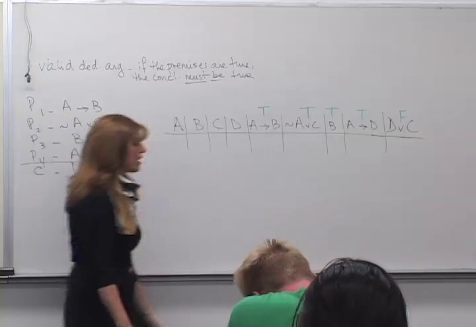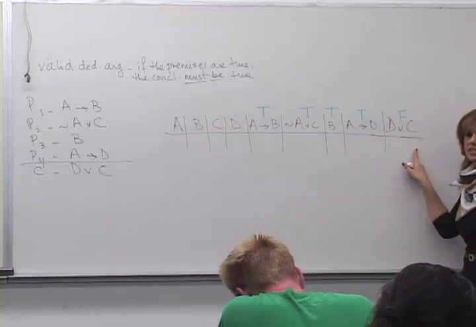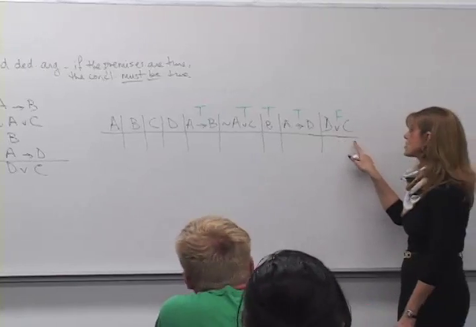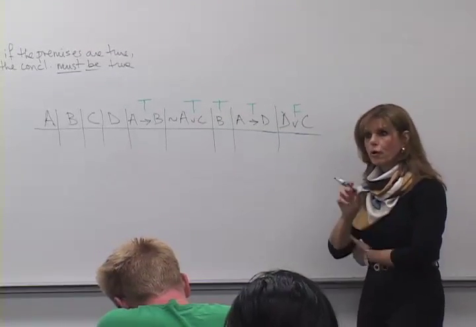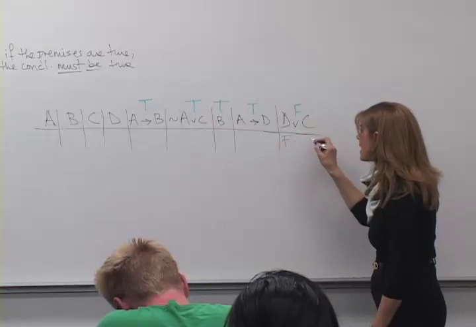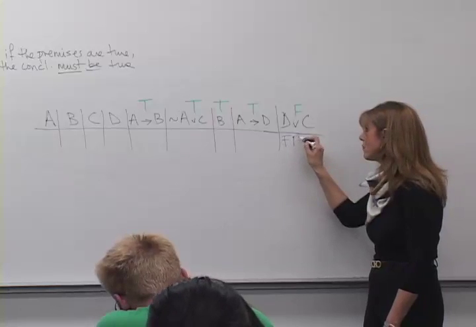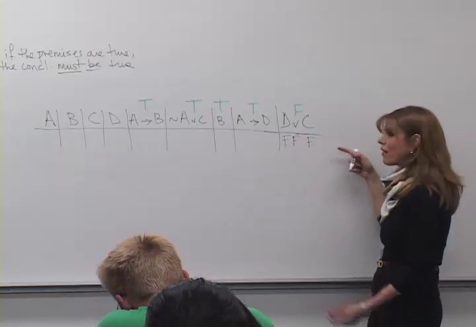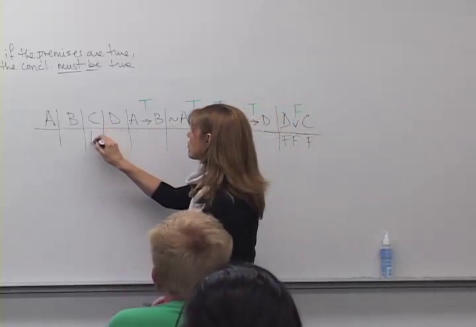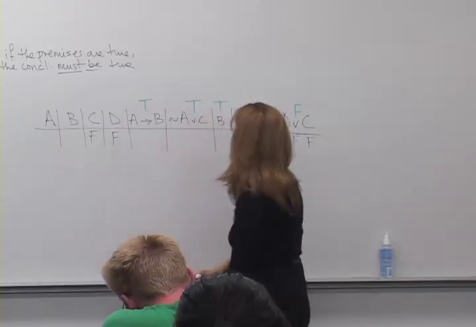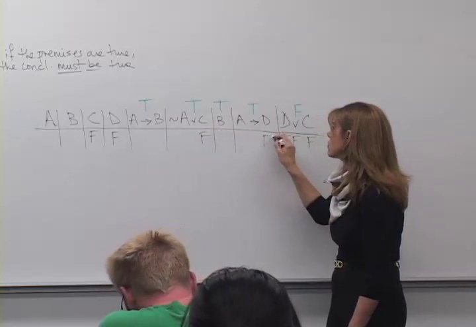For example, if our conclusion is D or C, we know that D or C is false if what? Very good, if both of them are false. So D has to be false and C has to be false for this whole thing to be false, right? And we know that the variables have to be the same in one row. So we know now that the value for C is false and D is false, and anywhere else we find them, we're going to put false.